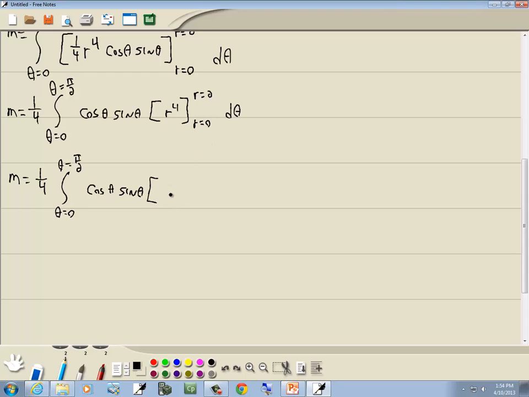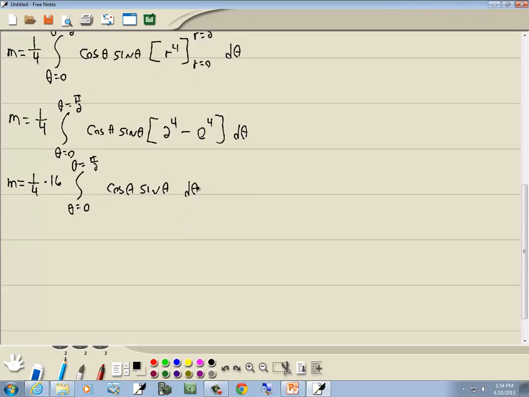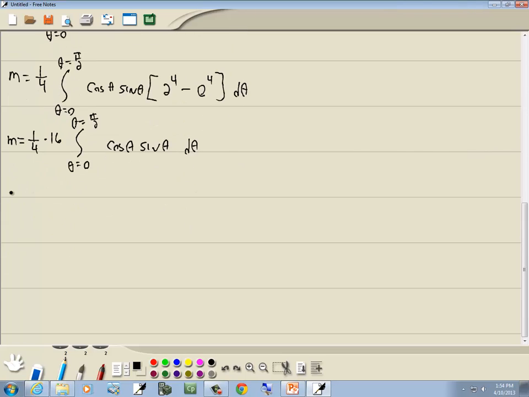So I'll plug in 2 for the r. So I got 2 to the fourth minus, and I'll plug 0 in for the r. So I got 0 to the fourth. Now 0 to the fourth drops away, and we got 2 to the fourth, which is 16, and I'll move it clear out in front. So I got m is equal to 1/4 times 16, and then the integral from theta equal to 0 to theta equal to pi over 2 of cosine theta, sine theta, d theta. Well, 1/4 times 16 is 4.